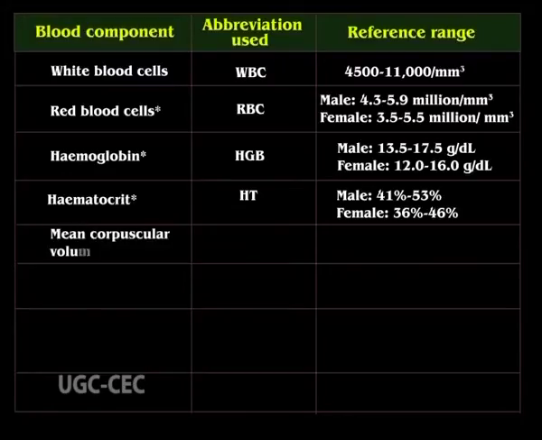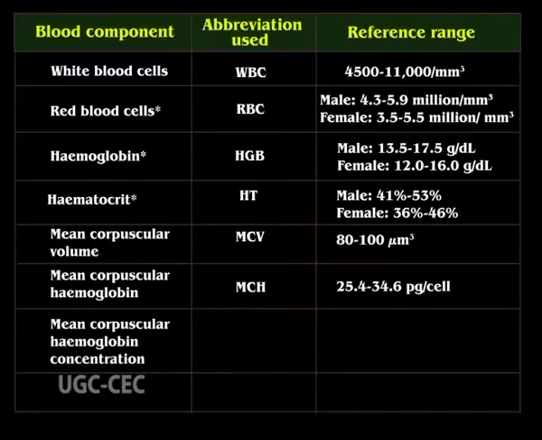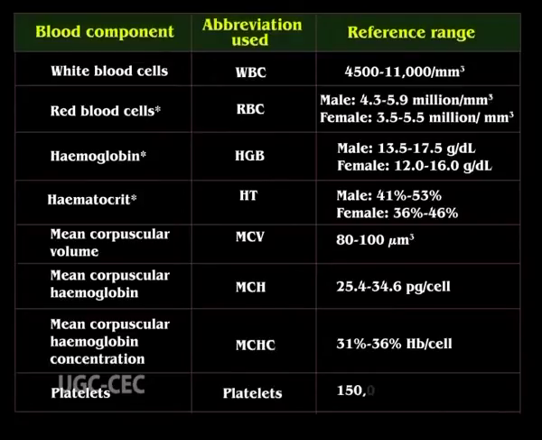Mean corpuscular volume, MCV, 80 to 100 micrometer cube. Mean corpuscular hemoglobin, MCH, 25.4 to 34.6 pg per cell. Mean corpuscular hemoglobin concentration, MCHC, 31% to 36% Hb per cell. Platelets, 1,50,000 to 4 lakh per mm cube.